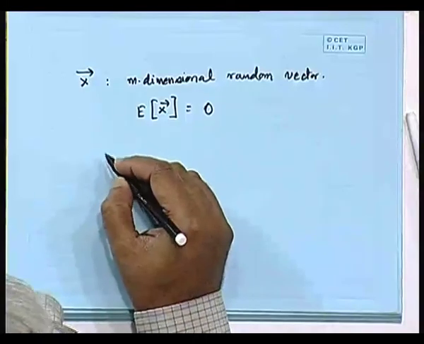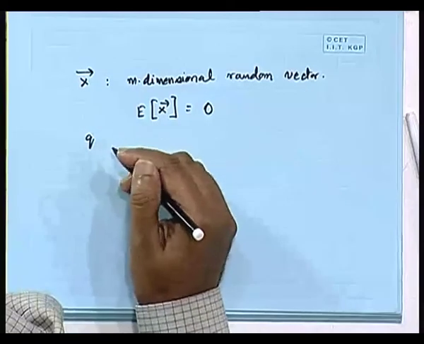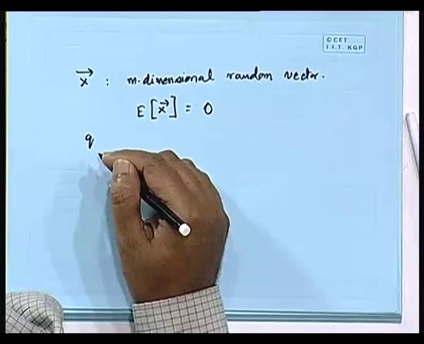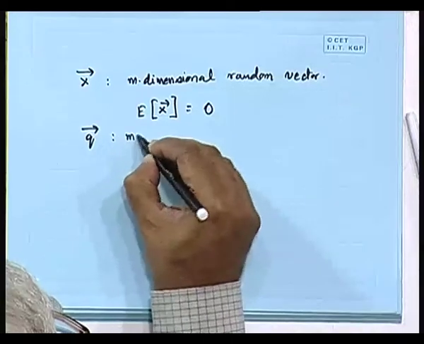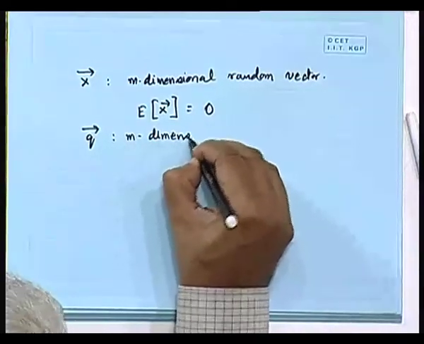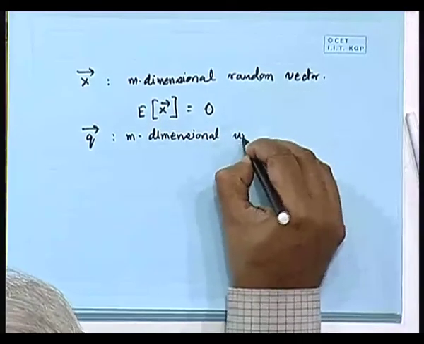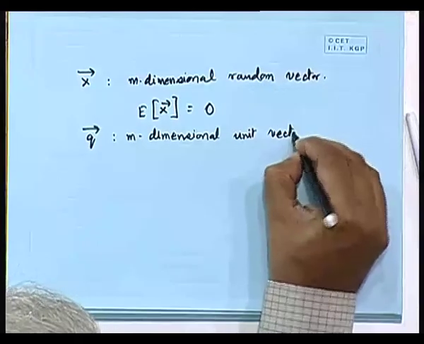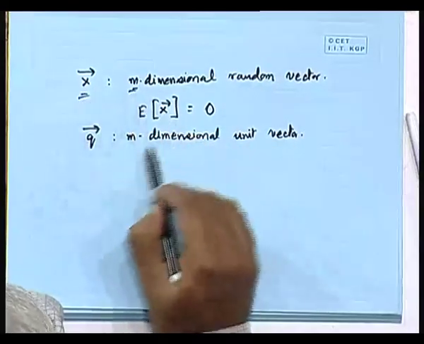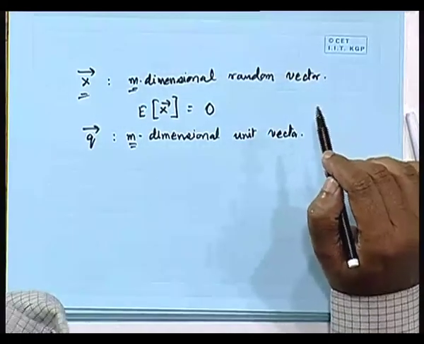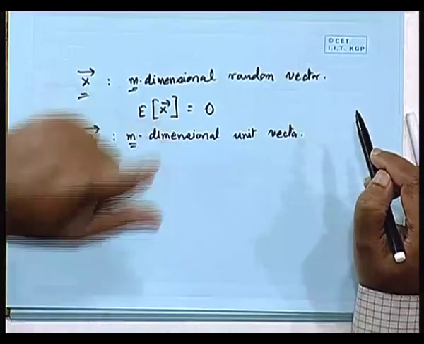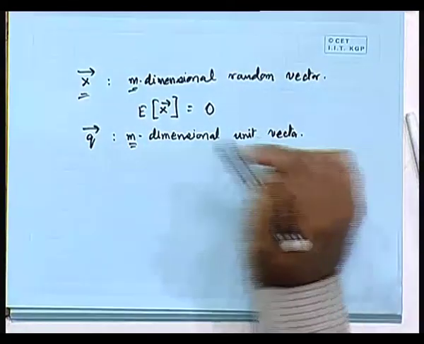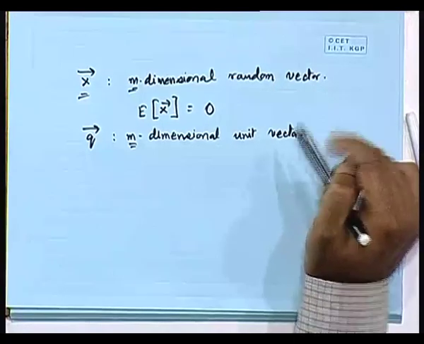And then we define another m dimensional input vector which we call q. We are assuming this to be an m dimensional unit vector. I will explain the significance of that. So, this is an m dimensional unit vector, with dimension the same as that of x. Now, what we want to do is project this x vector, the given x vector, onto this m dimensional unit vector space, something like this.